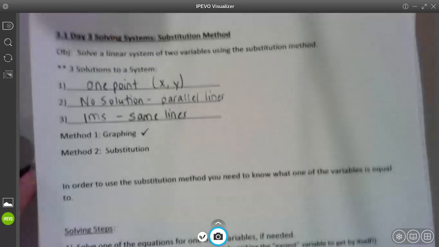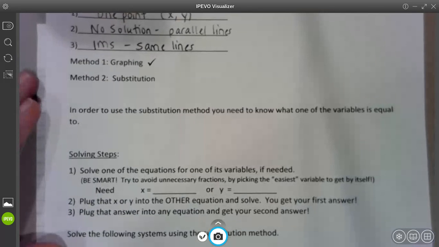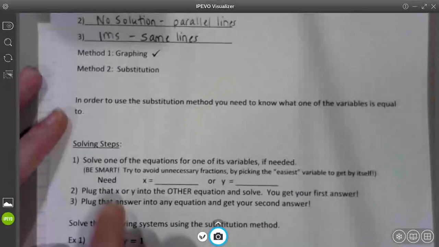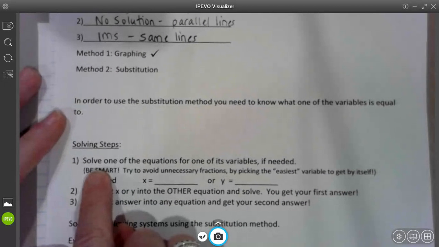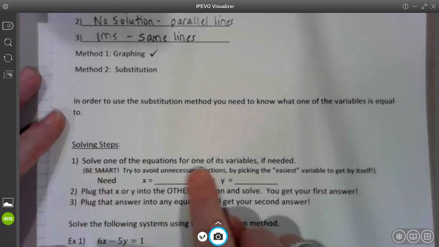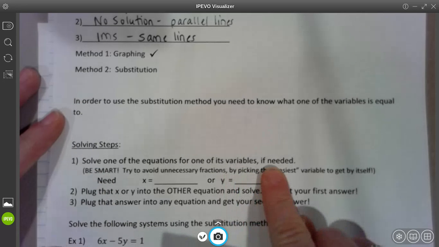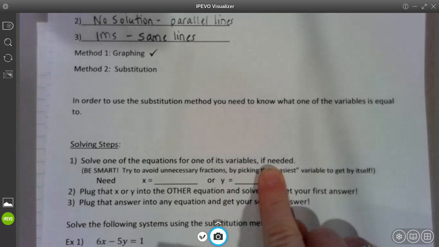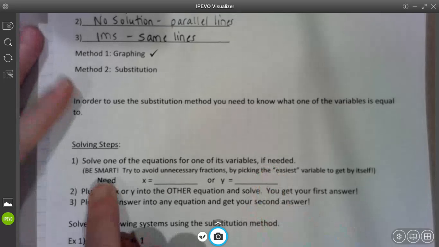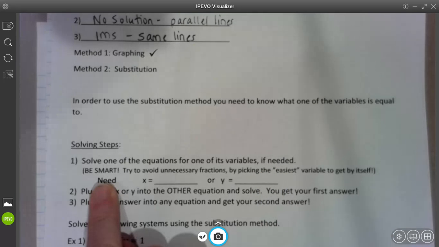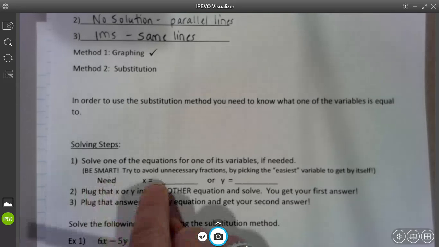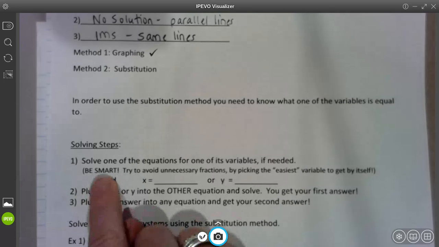All right, so I've given you a list of steps to follow in case you need something to refer back to. Just really quick. First thing you need to do is to solve one of the equations for one of its variables if needed. Sometimes the problems are set up so nicely that that part is already done for you. You gotta love that, okay? If you don't know what one of the equations is equal to, you're going to have to solve it by yourself. So guys, I need you to be smart about this.